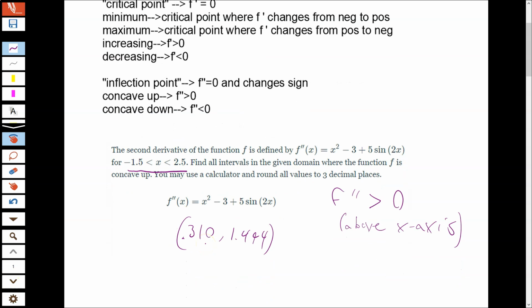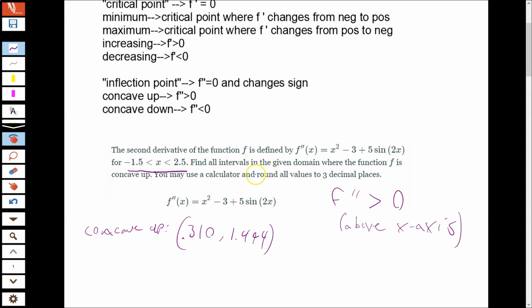Okay, so you could have, I guess you could not have done this one by hand, right? Because you don't necessarily know how to solve this algebraically. But you know already these facts, and you are the one doing the interpretation. The calculator is just helping you with the algebra. So these are concave up intervals.